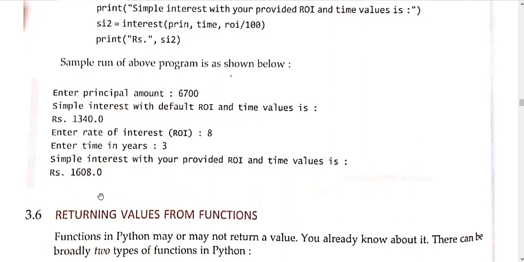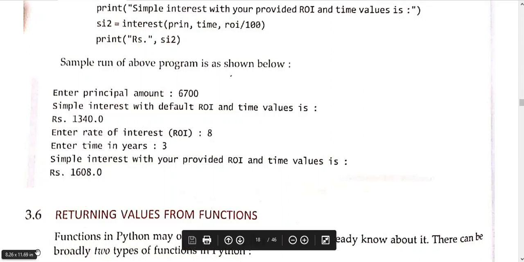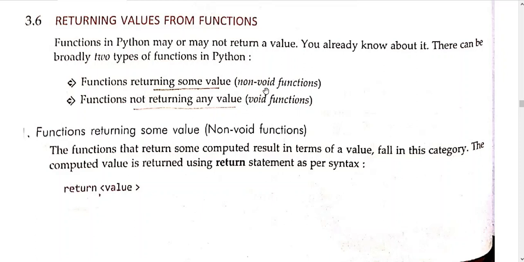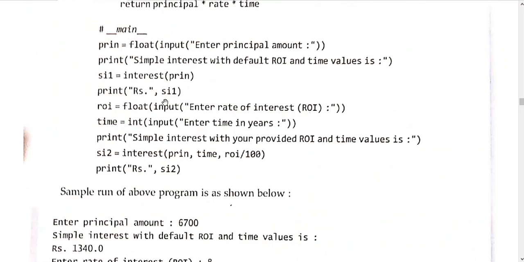I hope you are clear with this concept. Now we will be starting our next topic, that is returning values from a function. We can have two types of function basically: one is the non-void function and the other is the void function. Non-void means the function will return some value, and there can be some functions which are not going to return any value. So we will be dealing with these types of functions that are returning a value to the called function.